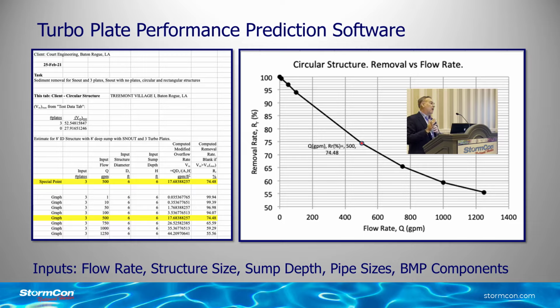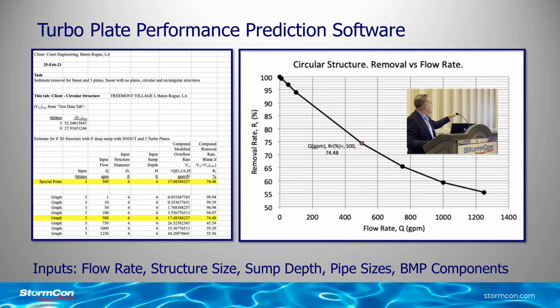And our hydraulic consultant is a professor at Ohio University, and we modeled and we crunched and then we validated our numbers and came up with a really good predictive software model where you input flow rate, you input structure size, you input sump depth, pipe sizes, and the BMP components. And by that I mean one size hood versus another, one certain size plates versus another. And then you put it into the model, you let it chug, and it'll come out with performance predictions.